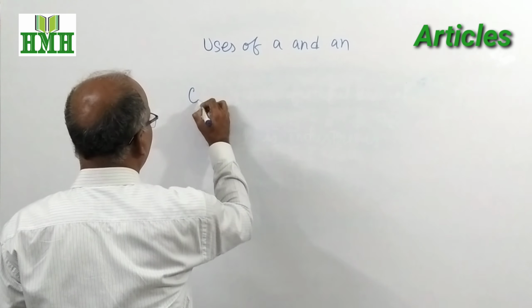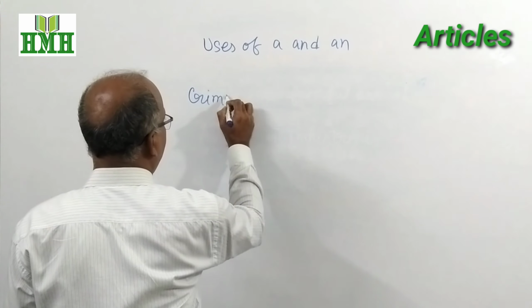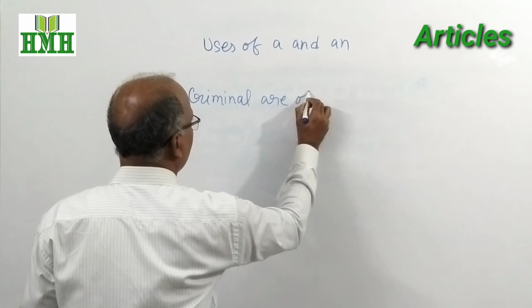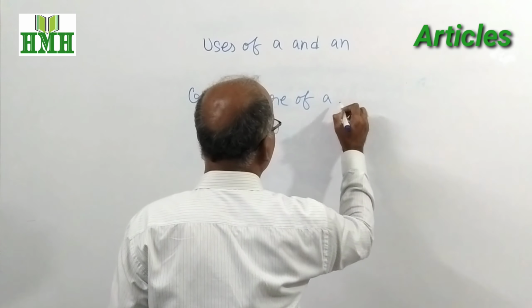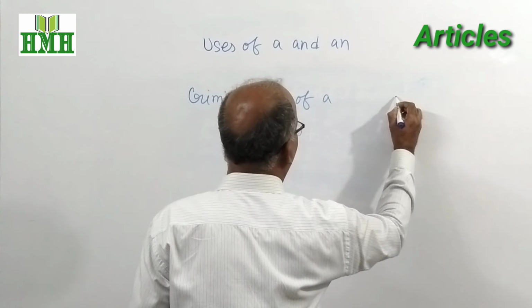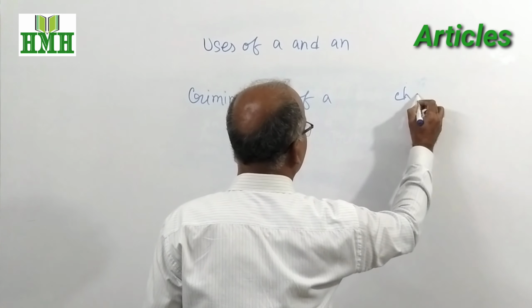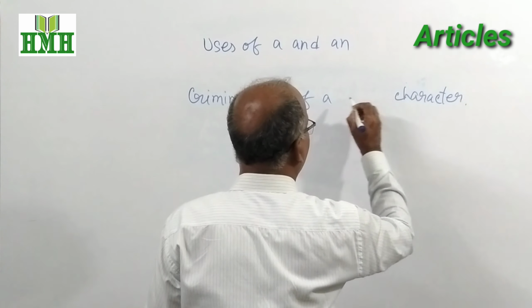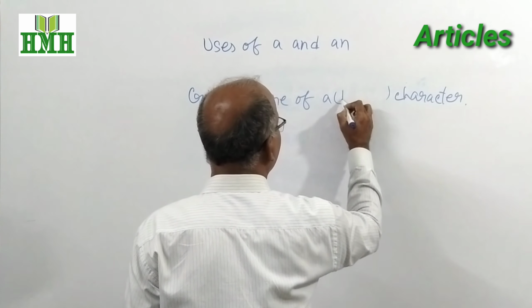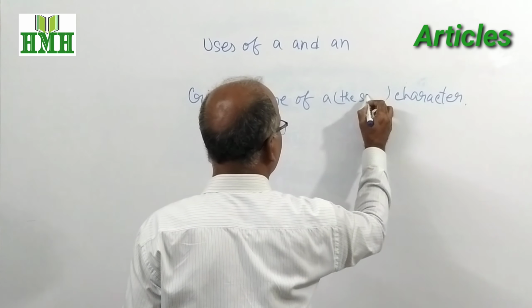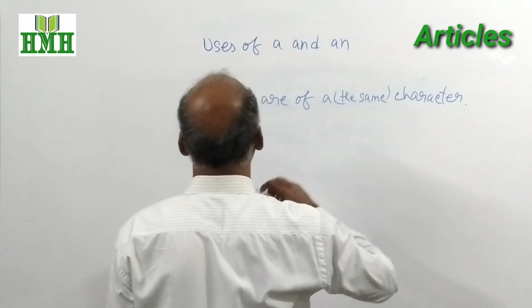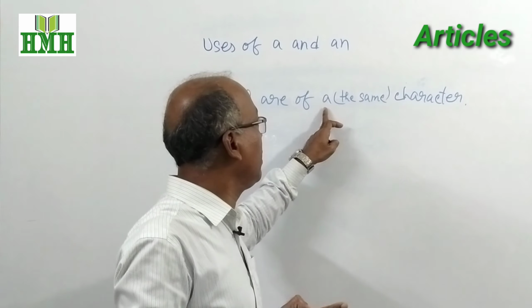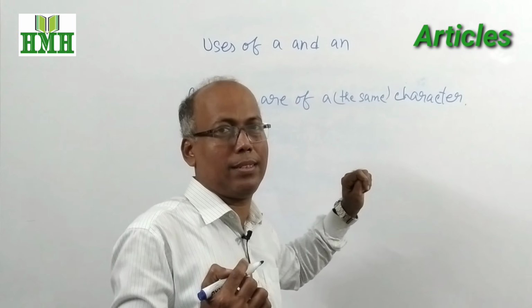Suppose criminals are of a character. Here, this same. Criminals are of a character. Here a means the same character.